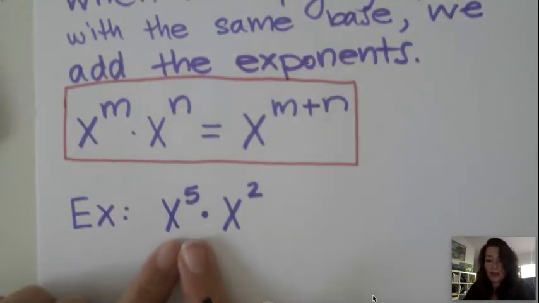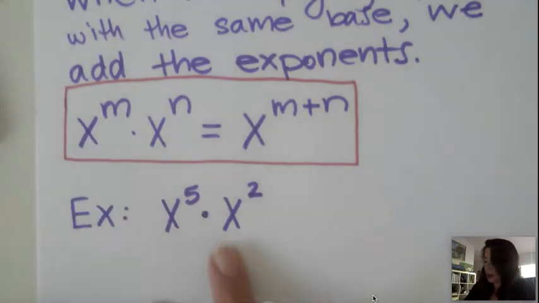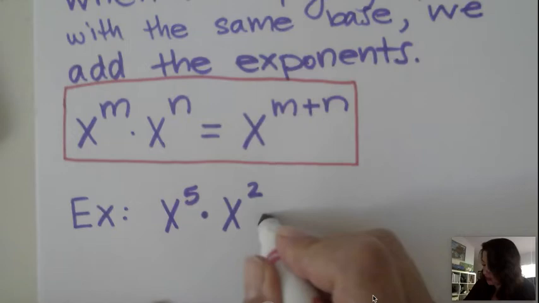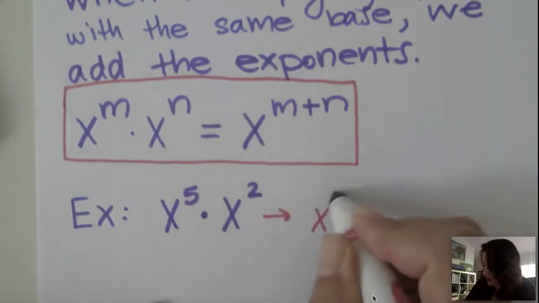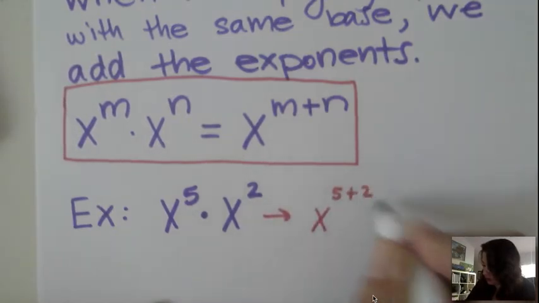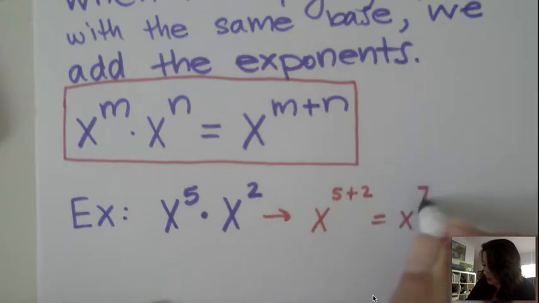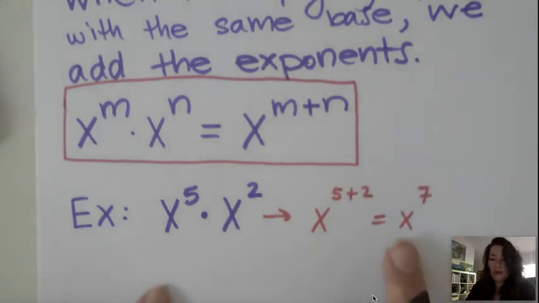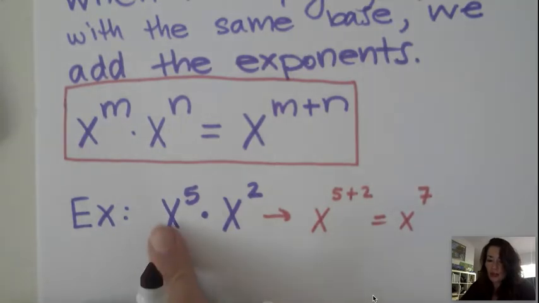So here's a very simple example. I have x to the fifth times x squared. Well, if we use this property, that basically just means that we have x to the fifth plus 2, which is x to the seventh. Now, if you're not sure, you can always expand your x's.